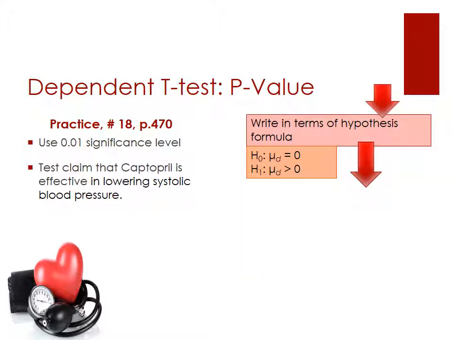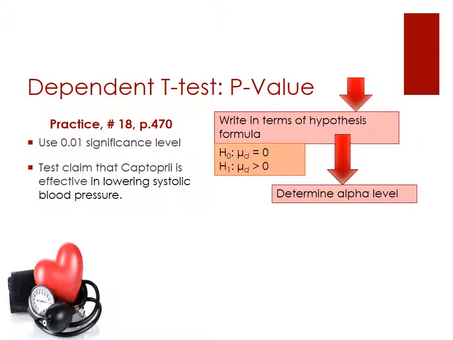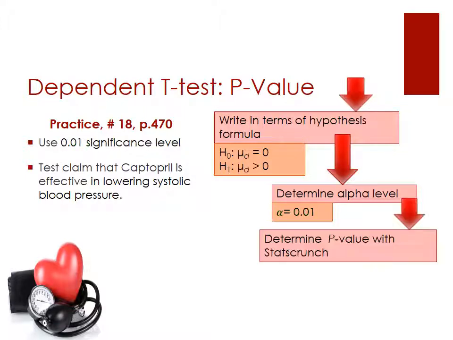Okay, so now that I have that, what is my next step? What's the next thing I need to do for solving this problem? Well, I'm going to need to find my alpha level. What is going to be my alpha level for this particular problem? It's going to be 0.01, as the significance level is the same thing as my alpha. And now I need to determine the p-value using StatCrunch. So let's look at how we use StatCrunch for calculating the p-value.